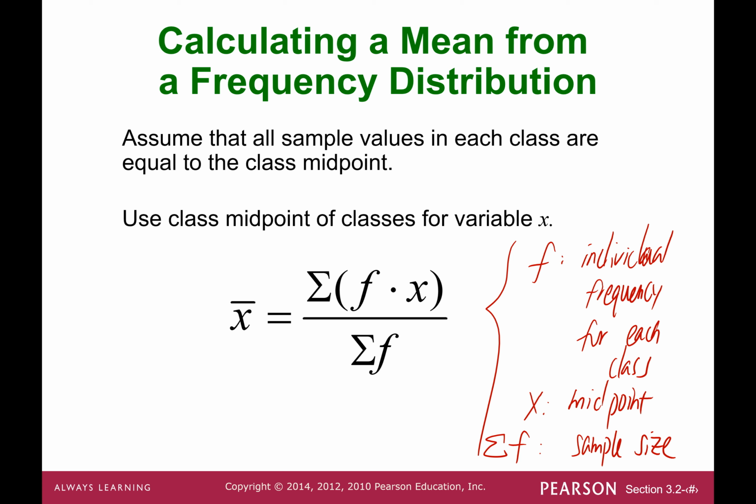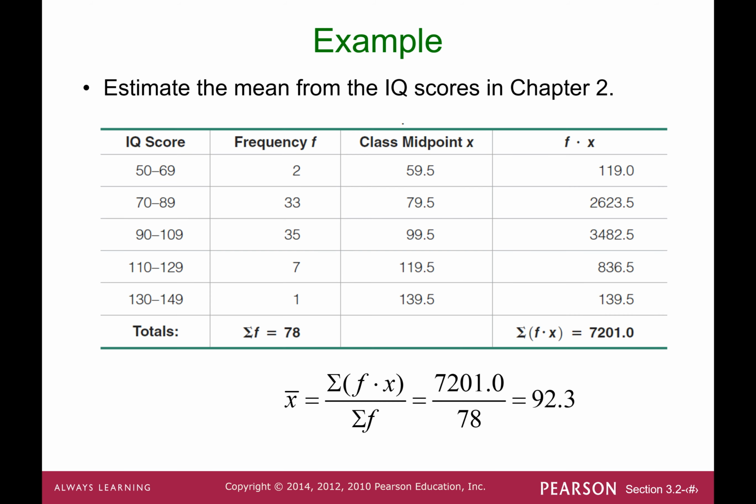And each individual frequency times midpoint, you get all those products, and then sum up all those products. That becomes the numerator. Denominator is the total frequencies. You can also call that sample size. So if you go back to the IQ score example, which we talked about in chapter 2, we have 5 classes, and we have corresponding frequencies. And first of all, we need to find a class midpoint.